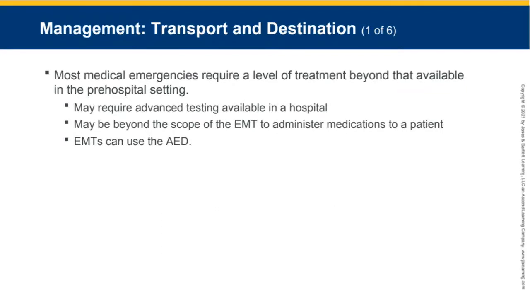Most medical emergencies require a level of treatment that is beyond what is available in the pre-hospital setting. For example, a patient may be experiencing a heart attack, so they may require advanced testing. Suppose they need a troponin I test to find out if they're experiencing a heart attack. They may have a blockage that needs to be cleared in a cath lab, stuff like that. So it may be beyond the scope of an EMT to administer medication to a patient, right? Suppose they need clot busters. We don't have that in the pre-hospital setting.